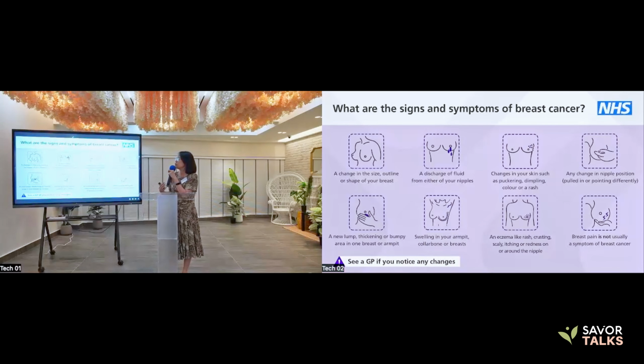In front of the mirror, you can look at the breasts on both sides. Normally both sides should be almost equal. You always look at the breasts so you notice any changes. And sometimes if you have any result, you will go back to check the breasts.